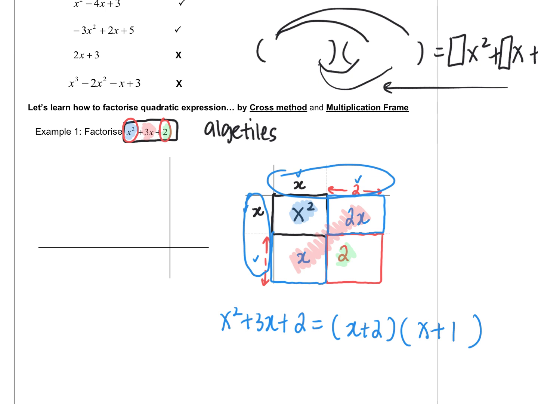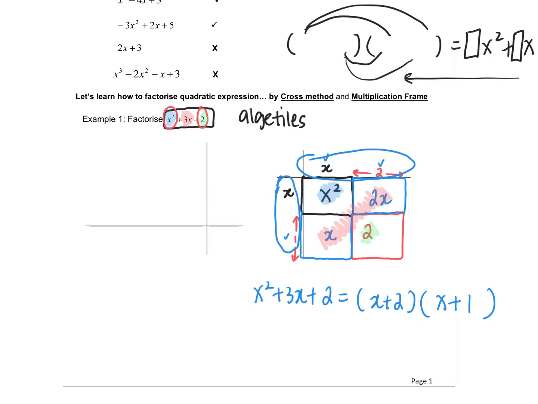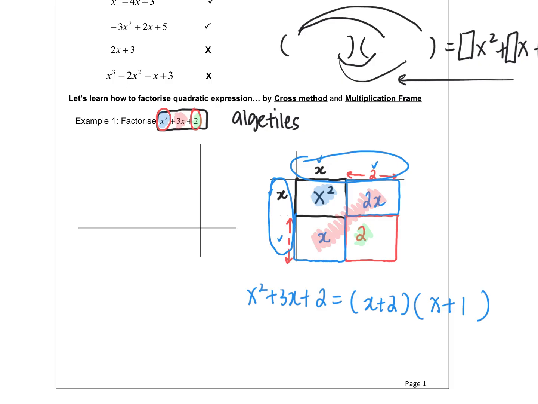Teacher, can I use another method? Can. Find the product and the coefficient, and then the sum is 3. Yes, and then you find the factors. Correct, I will teach that in a while. I will show you both methods, and you see which one is better, okay?